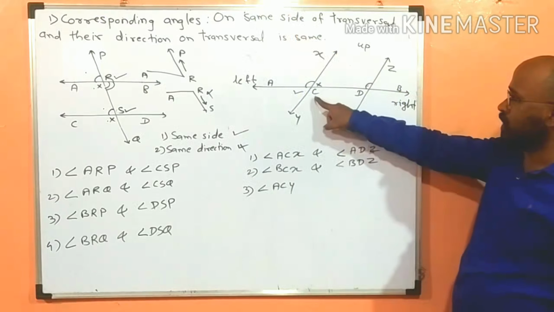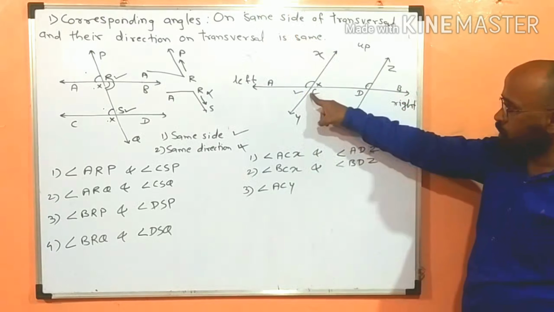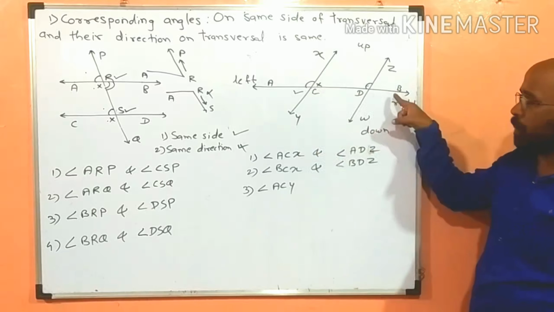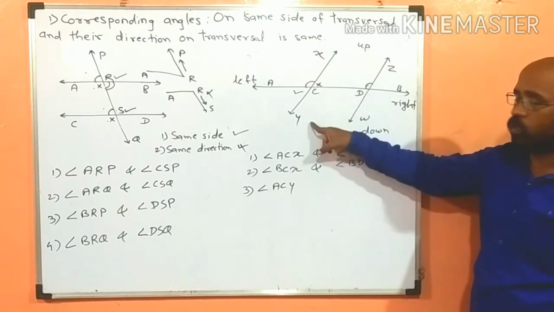Let us see next angle. This angle is angle BCY. It has two arms, CB and CY. CB is the part of the transversal, and it's going towards right. So BCY is not our potential answer.